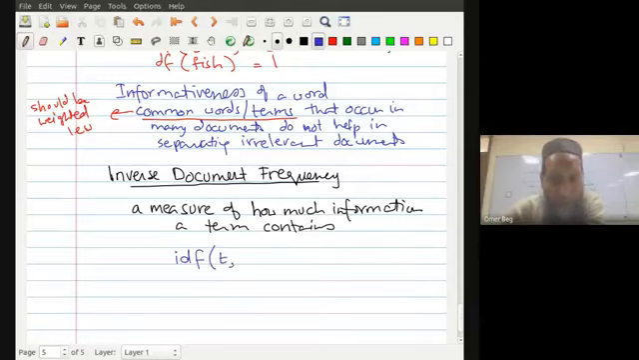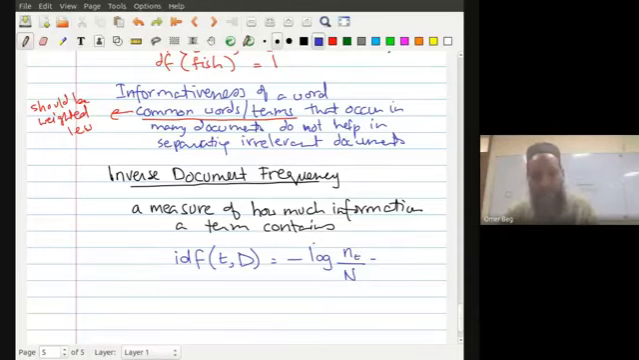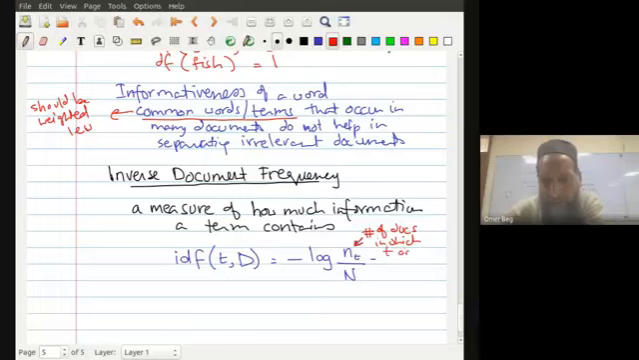For IDF, you need a term and then you have a set of documents. It's computed by the negative log of n_t divided by N. This is the number of documents in which t occurs, and this is the total number of documents.